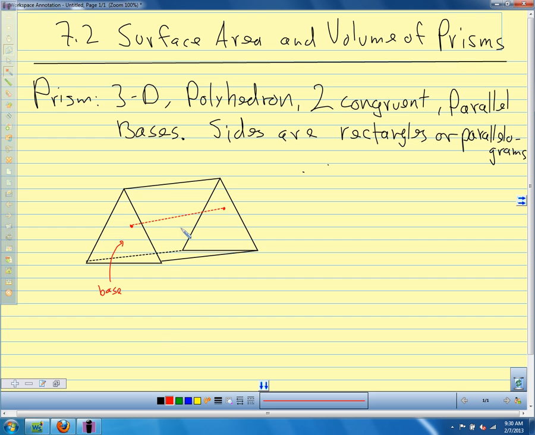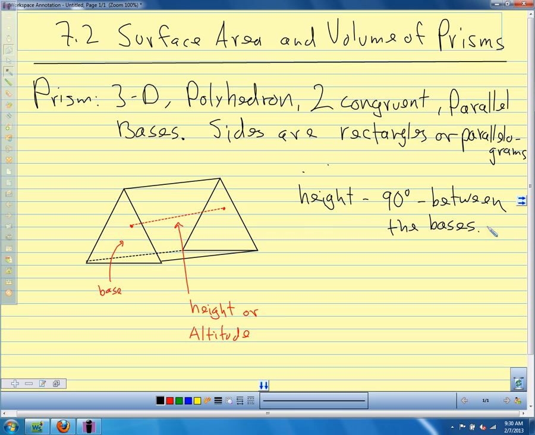This segment we are going to call the height. This is how we find the height. You'll also see it called the altitude. And the height, we find the height, just like we talked about with parallelograms and with triangles, the height makes a 90-degree angle and goes between the bases. So it's a segment that makes a 90-degree angle with each base and goes between. That's how we find the height of a prism.